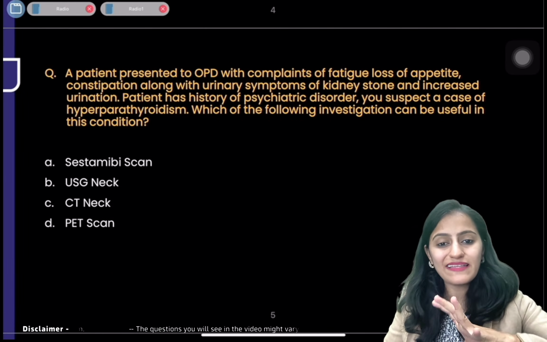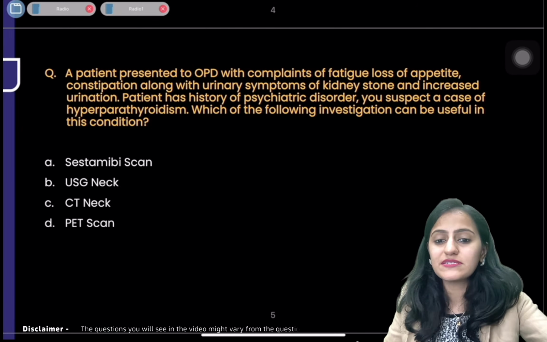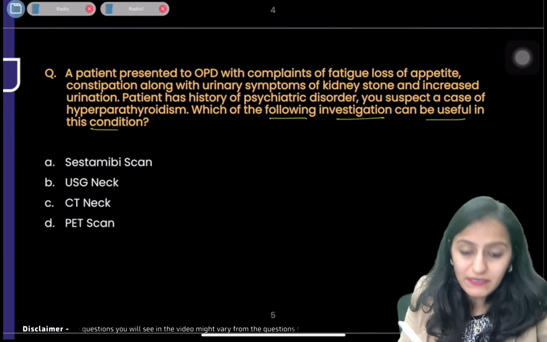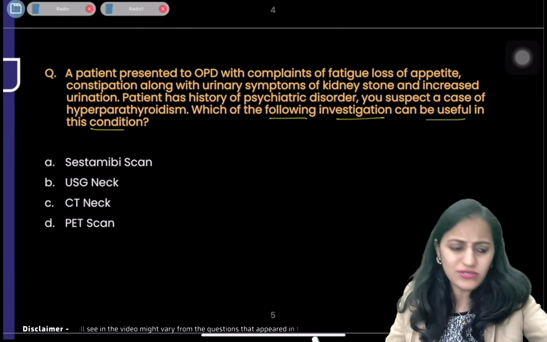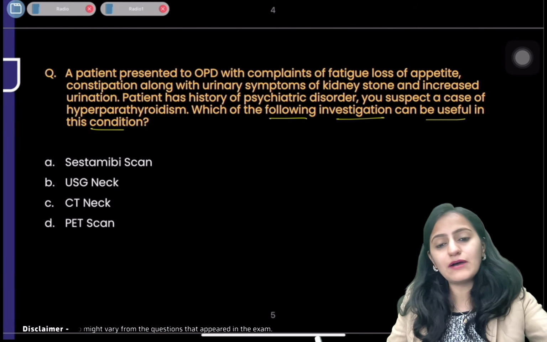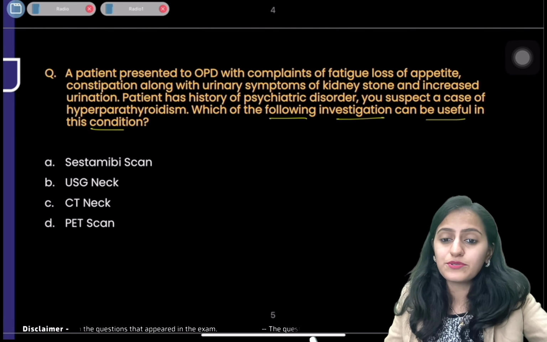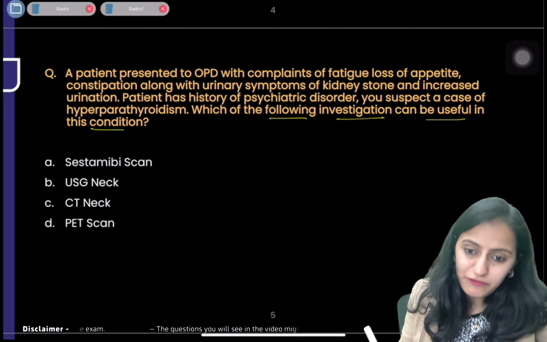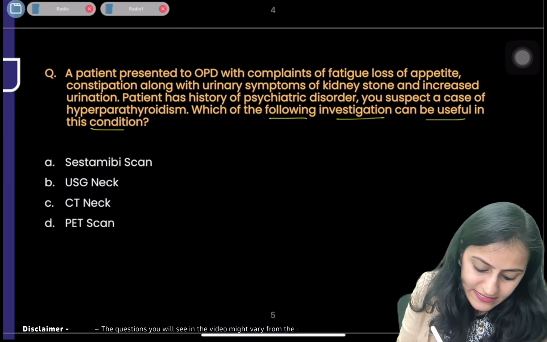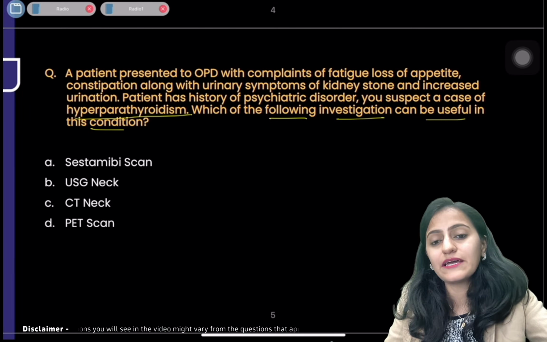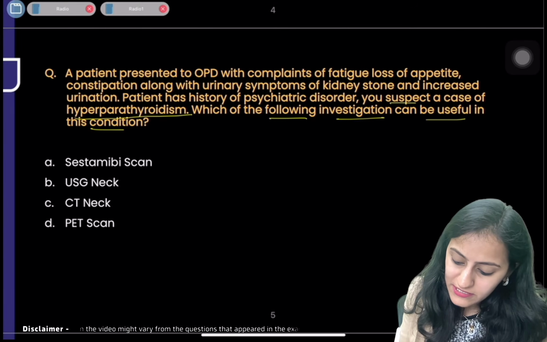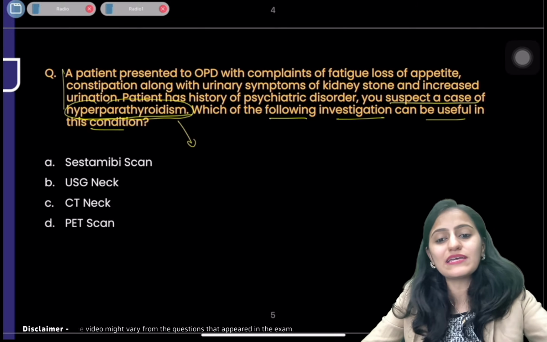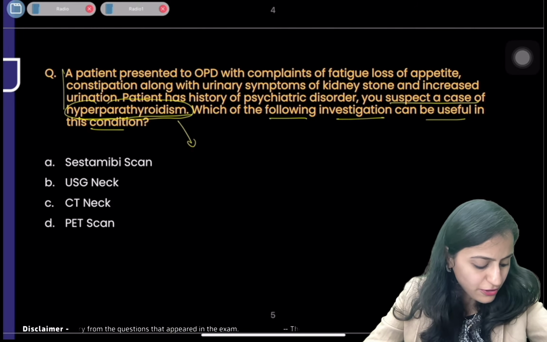Now, whenever you have some lengthy questions like this, always use the trick of reading the last line first. Which of the following investigations can be useful in this condition? So I know that it is asking me about the investigation. Now I need to know what the diagnosis is. So read the second last line. It is given that it is hyperparathyroidism. Already it is given that you suspect a case of hyperparathyroidism. So you need not read the entire question. This saves a lot of time.